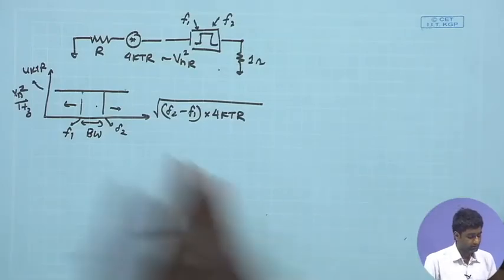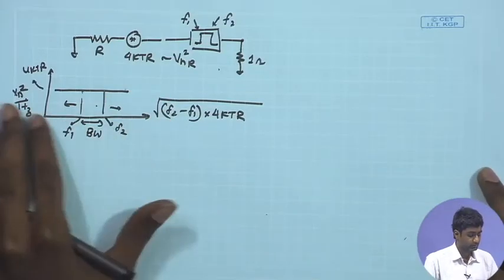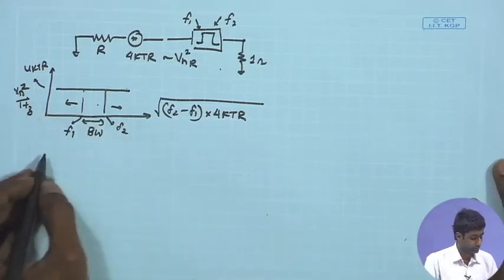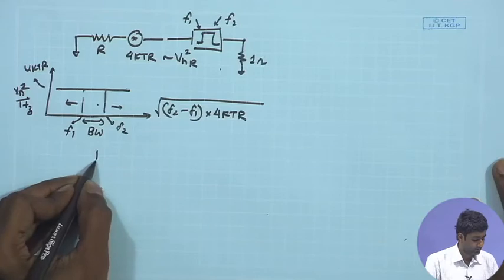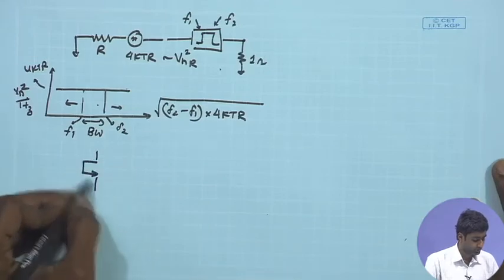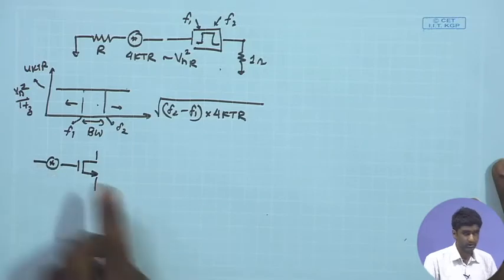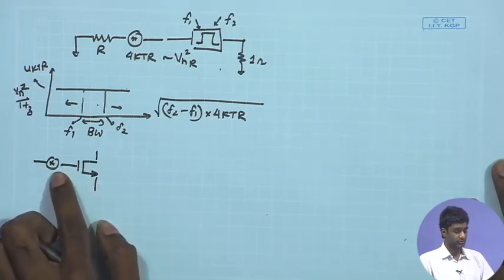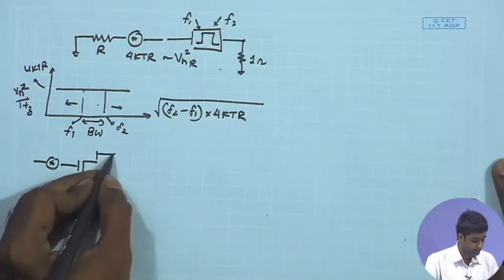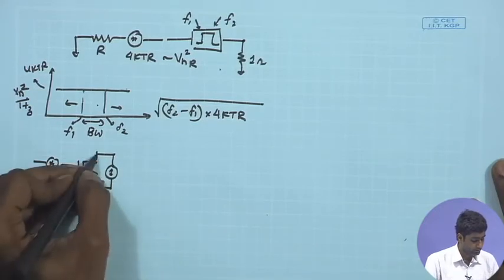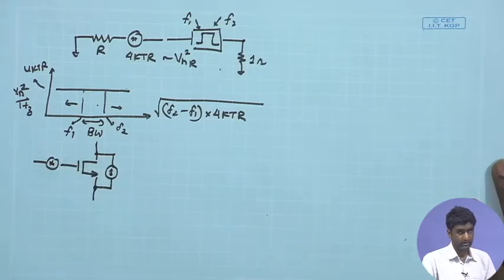Now, if you look at the other major noise component that comes into our circuit, it is because of the MOSFET's noise. For MOSFETs we have two major kinds of noise sources. One is the 1/f noise, which is modeled as a voltage source in series with the gate, and another is the channel noise, which is modeled in parallel with the channel.